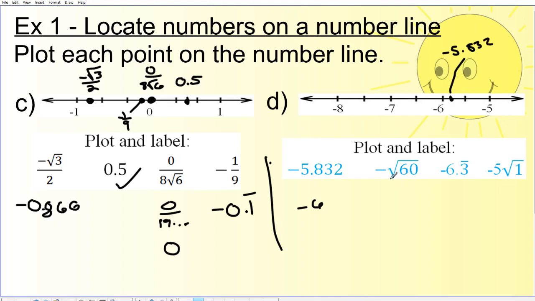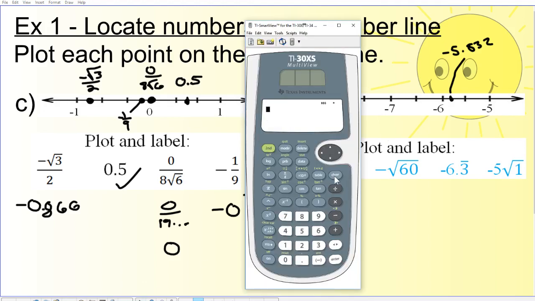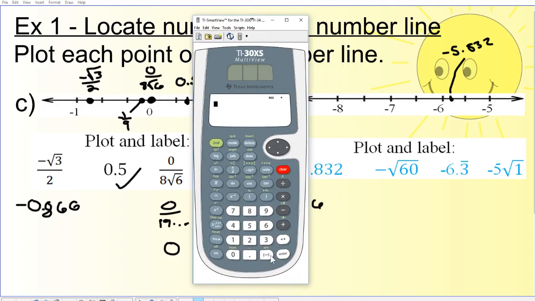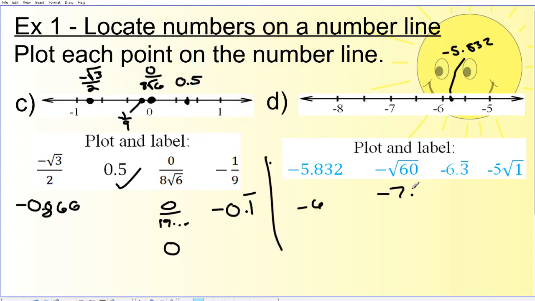Next one is negative square root of 60. I have a good estimate in my head, but I'm not sure. Negative square root of 60 equals -7.74. -7.7. Honestly, that's as close as I need to get. Putting down the 4, 5, 9, whatever, is not going to get us any closer. It might just confuse us more. So -7.7. Again, this guy is closer to -8 than -7.